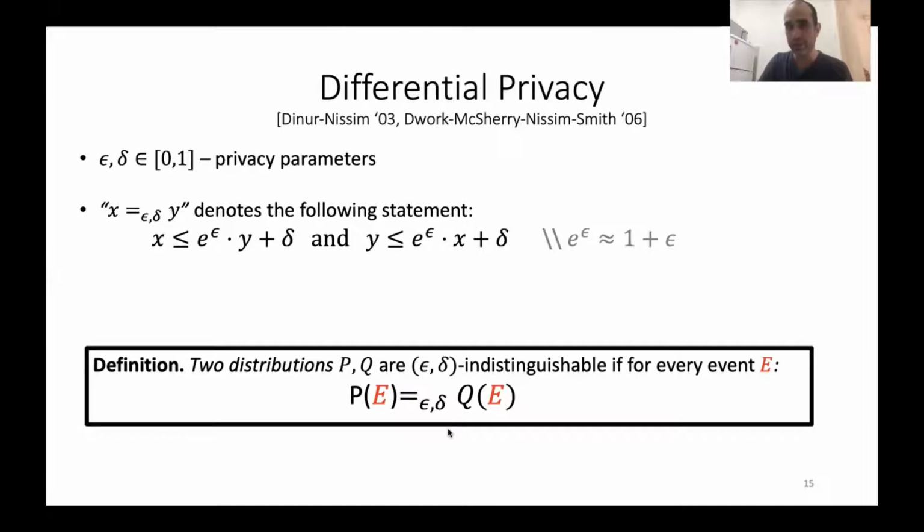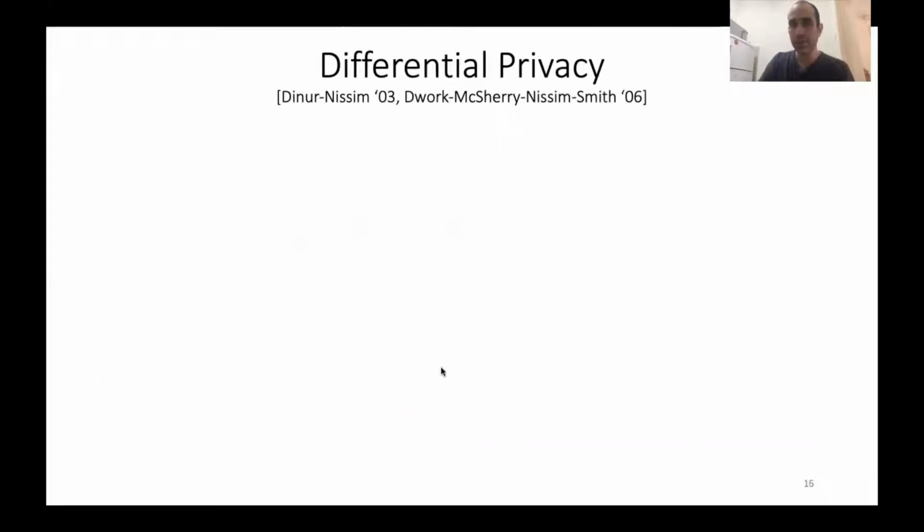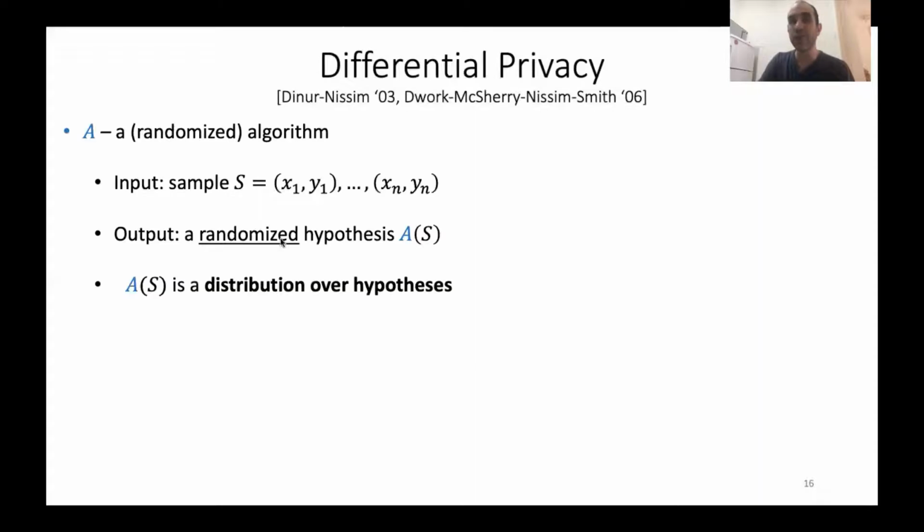Now we will define what a differentially private algorithm is. Consider a randomized algorithm. The algorithm has to be randomized for this definition to make sense. Our randomized algorithm in learning gets a sample, which is just a sequence of examples. And since it is randomized, the output A(S) is a random hypothesis. So it is a distribution over hypotheses which depends on the internal randomness of the algorithm.